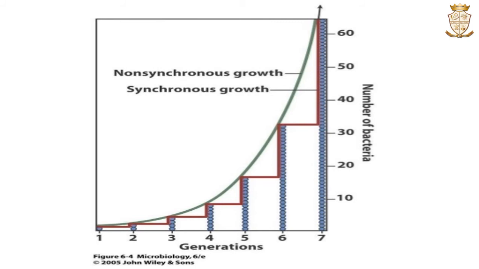In this image, we can see the non-synchronous growth in a curved pattern, while the synchronous growth is showing a ladder-like pattern. Here, the number of generations is plotted on the x-axis and the number of bacteria, the population size, is plotted on the y-axis. The ladder-like growth pattern is shown by a synchronously growing culture of bacteria, while the non-synchronous growth is shown with a curved appearance.